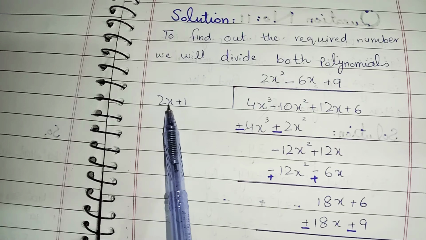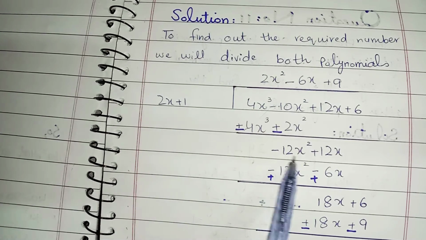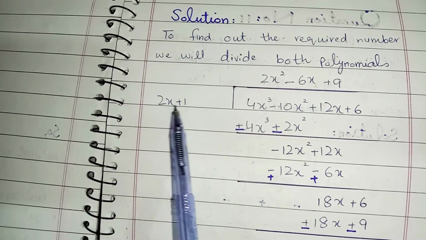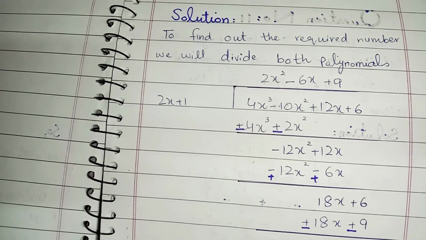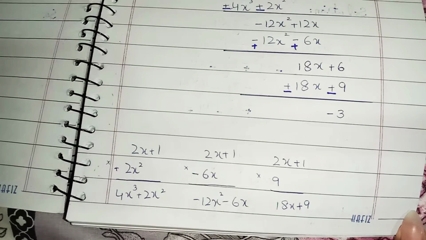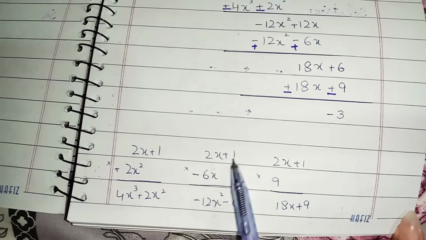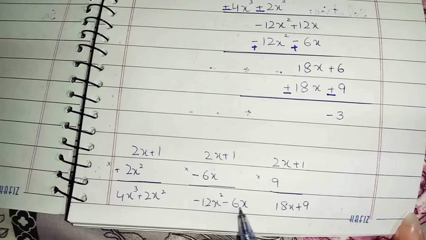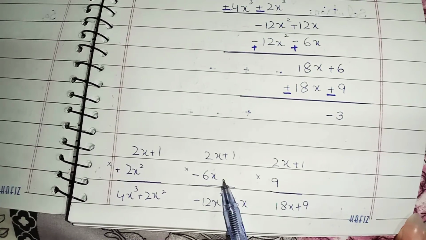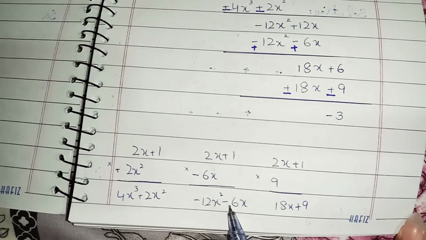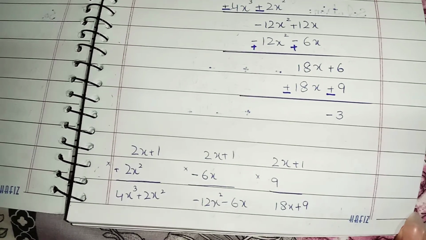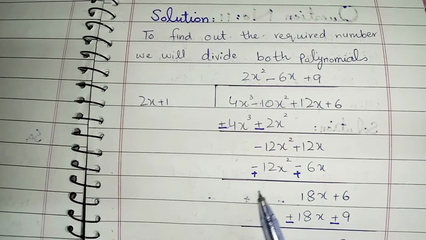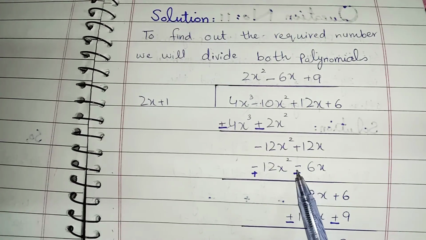We have to multiply 2x with some term to get the 12x square, so we will multiply it with 6x. We will multiply the complete divisor polynomial with minus 6x. When we multiply 2x plus 1 into minus 6x, we get minus 12x square minus 6x. Now this is our quotient term and these both terms are written under the same variables. So here we will write minus 6x and here we will write minus 12x square minus 6x.